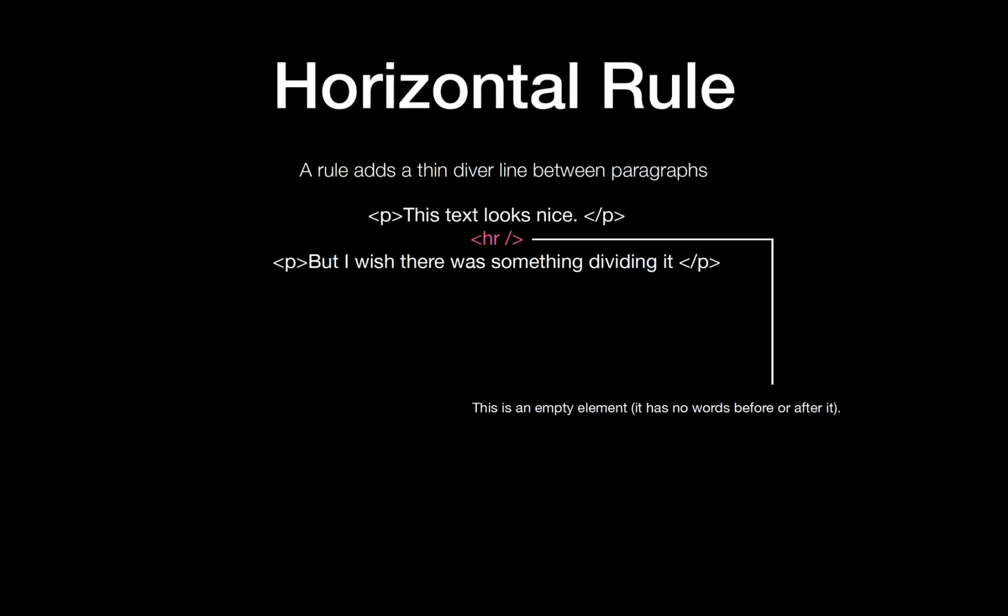We have the horizontal rule, thinking about dividing and adding structure to your site. A rule adds a thin divider line between paragraphs. Sorry, just little typos, guys. So if we're talking about horizontal rule, we're just talking about a thin divider line. If we have a paragraph here and then a horizontal rule, visually we would see a thin line here, and again, we're going to play with this in our demo, okay?